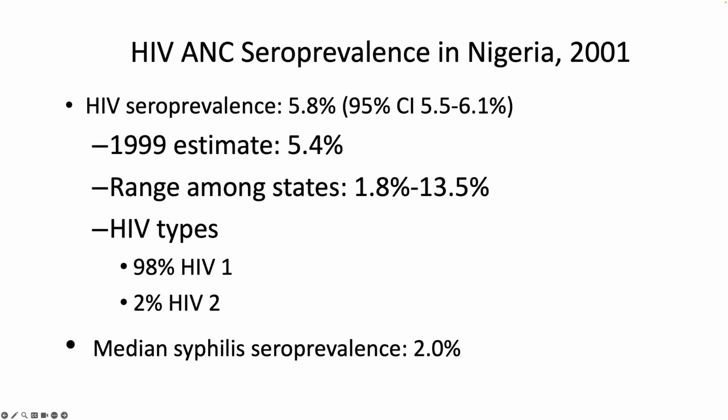The serologic test that was used for this survey allowed differentiation between the two different types of HIV, and this was by and large HIV type 1, with an estimated 2% prevalence of HIV type 2. And the median prevalence of syphilis was estimated to be 2%.